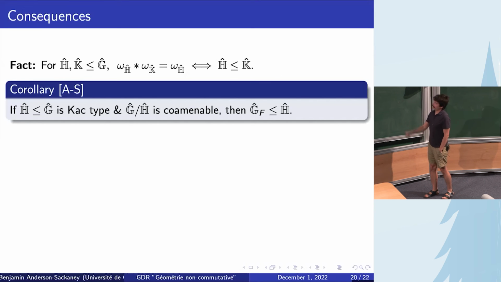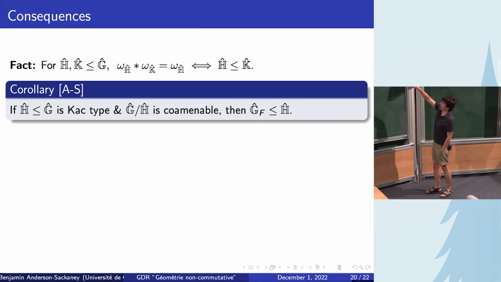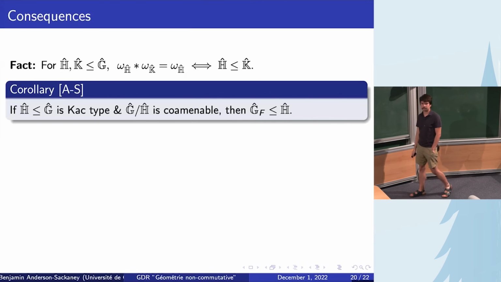But the thing I need to note is that it's minimal in the category of these sort of things, but itself might not be Kac type, and its quotient might not be co-amenable. Well, okay, it's unknown if its quotient is co-amenable.